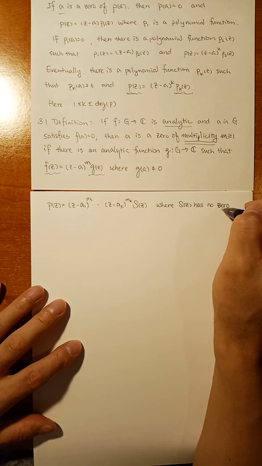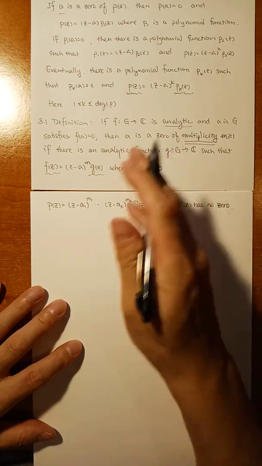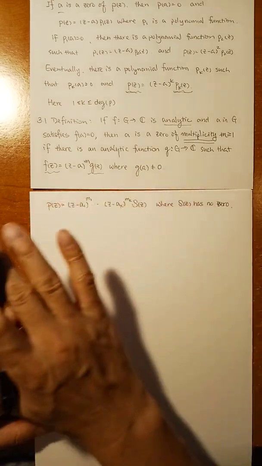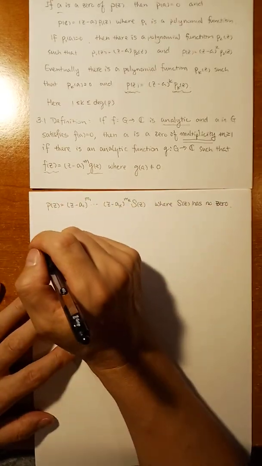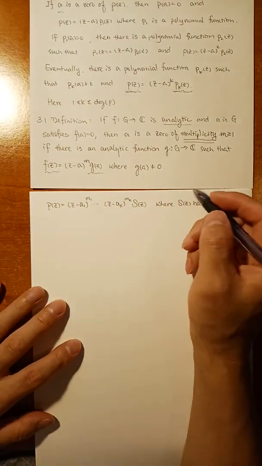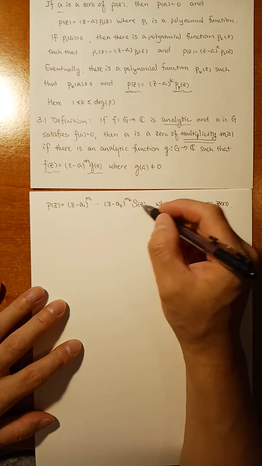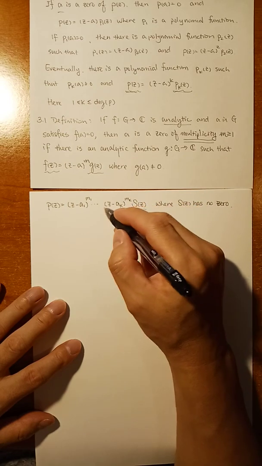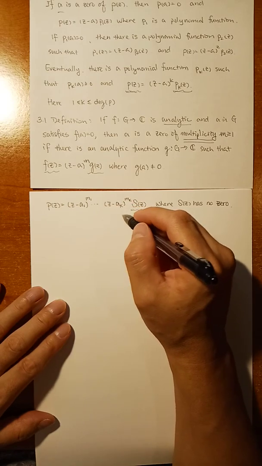S of z has no 0, because you cannot continue. If you continue, you just keep going, right? So this place we say s of z will stop. If it is stop, it means we want to know if we do have something which cannot be factored as a linear product.